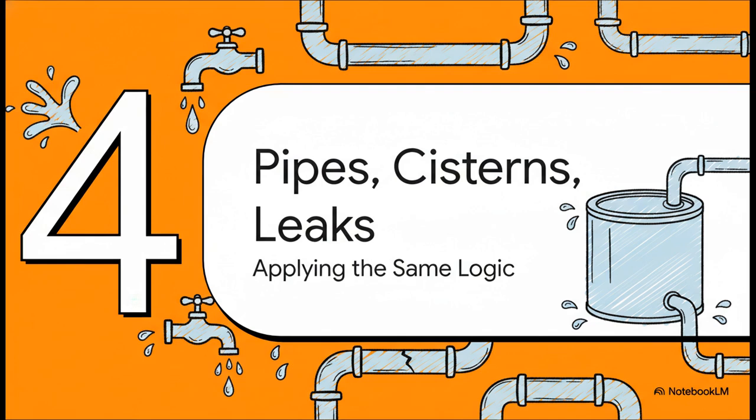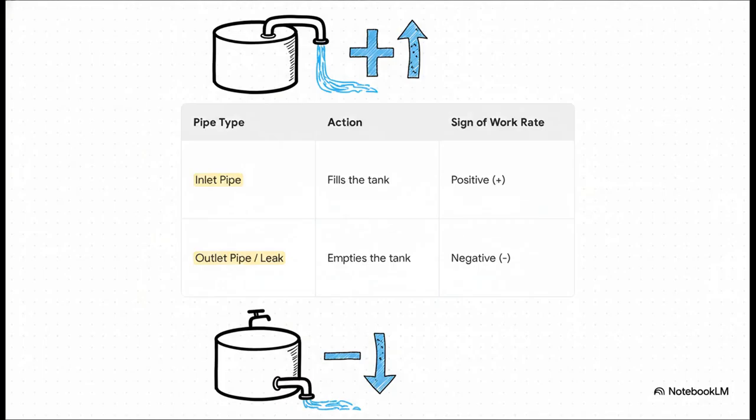Now, what's really cool about this method is how versatile it is. It's not just for people building walls. We can use the exact same logic for another classic problem type: pipes, cisterns, and leaks. There's really only one new thing to remember here, and it's super simple. An inlet pipe, one that's filling the tank, does positive work. An outlet pipe or a leak, one that's emptying the tank, does negative work. That's it. Plus and minus.